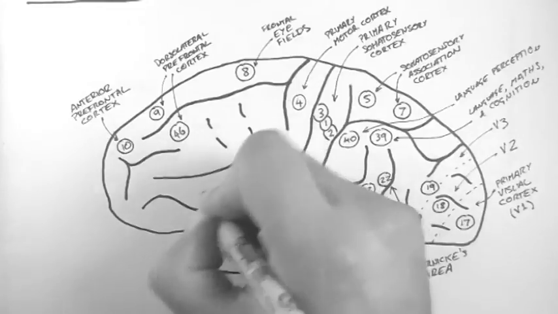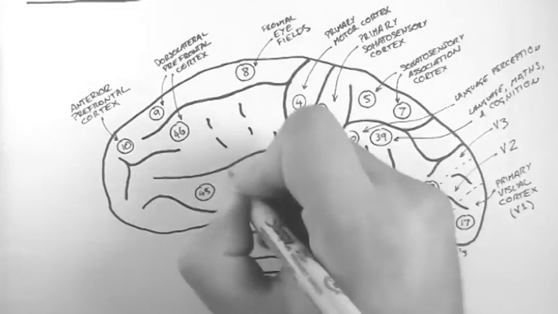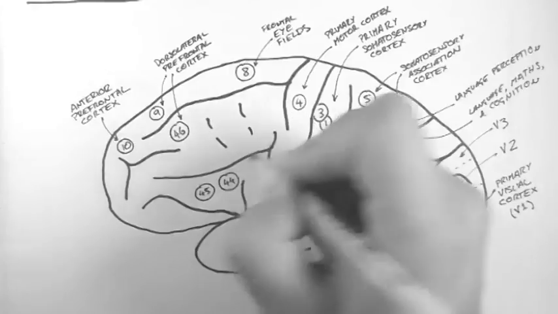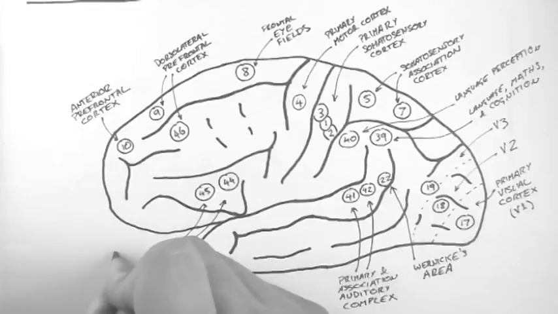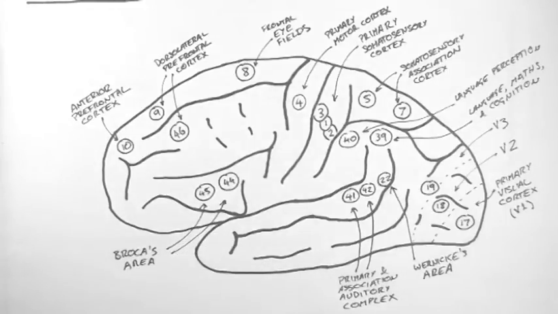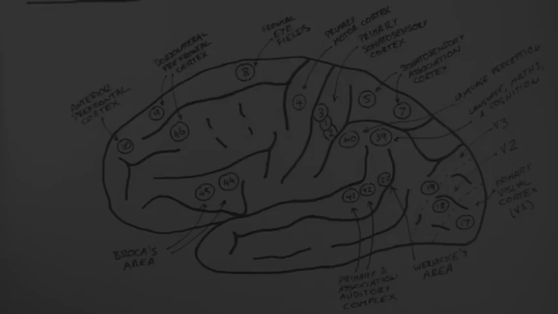Now down here in the pars triangularis is Broca's area, and this is another area we hear a lot about, and it's involved in the formation of language. And that's an overview of the functional cortical anatomy from the lateral surface. In the next video, we'll have a look at the gross cortical anatomy of the medial surface of the hemisphere.